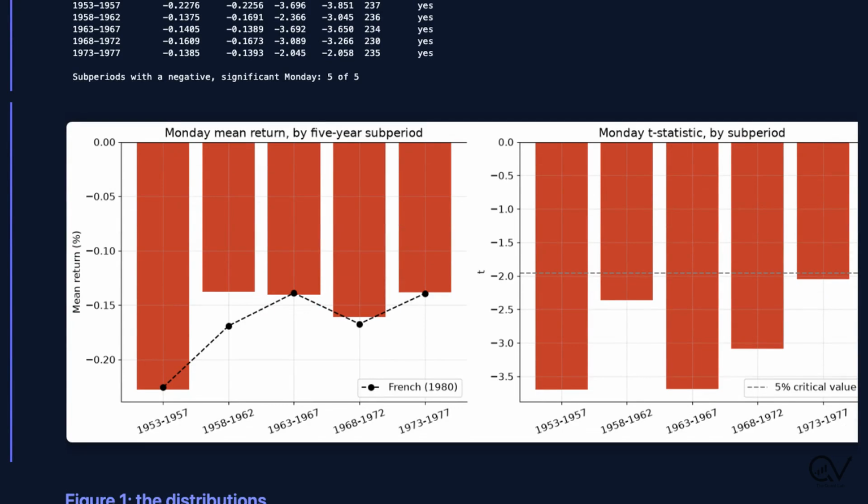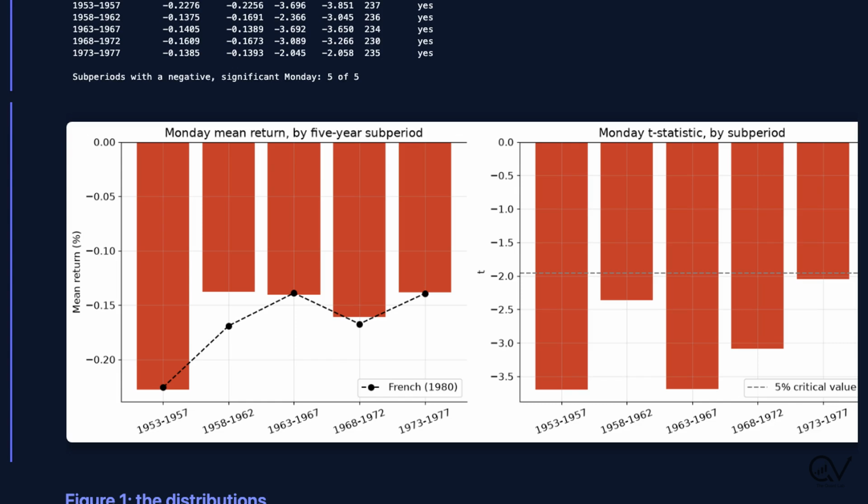Every block negative, every block significant at the 5% level, and the magnitudes are remarkably stable, clustered between minus 0.14 and minus 0.23, across 25 years that contain wildly different market regimes. Our 58 to 62 block comes in a little weaker than French's, at minus 2.4 against his minus 3. Every other block lines up closely.